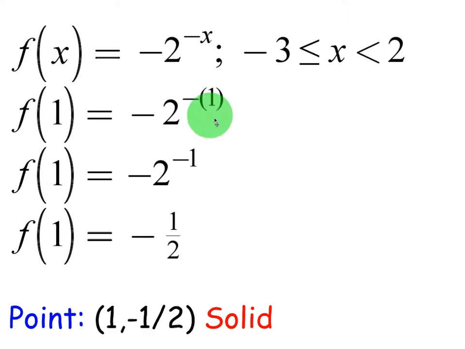And I also chose positive 1. So wow, I just chose every integer between these two, including both of them. We plug in positive 1 and we get negative 2 to the negative 1, which is negative 1/2. So at (1, negative 1/2), we're going to have a solid point.